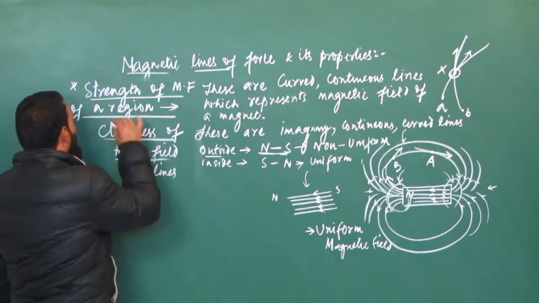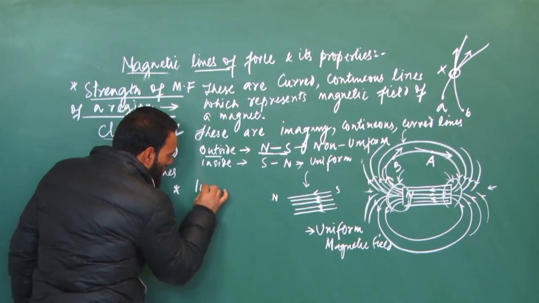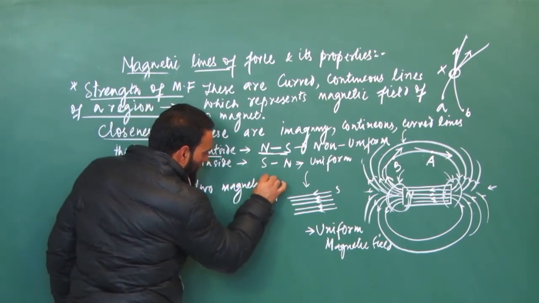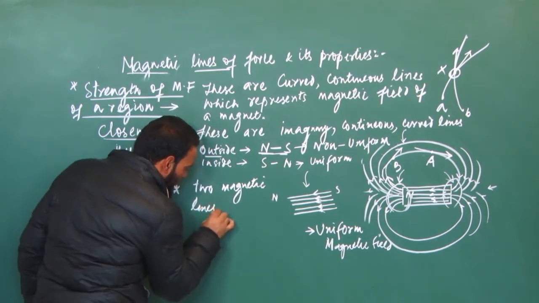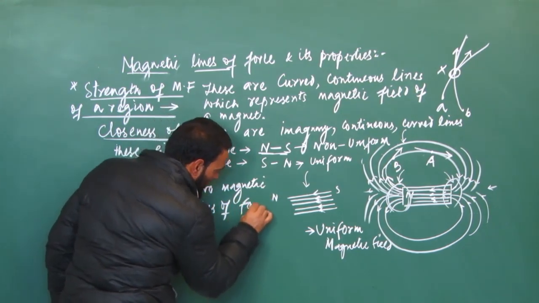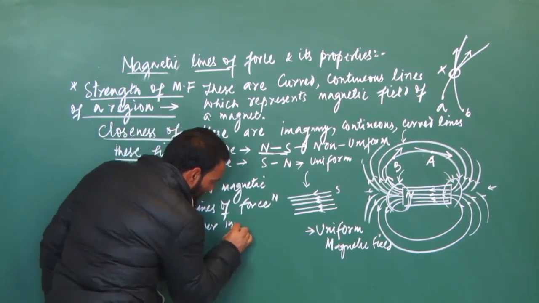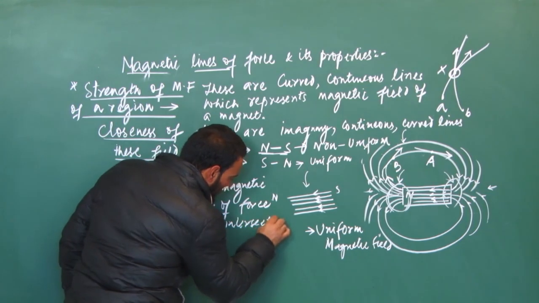So another property is that two magnetic lines of force never intersect each other.